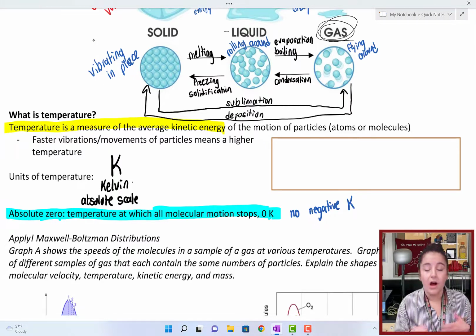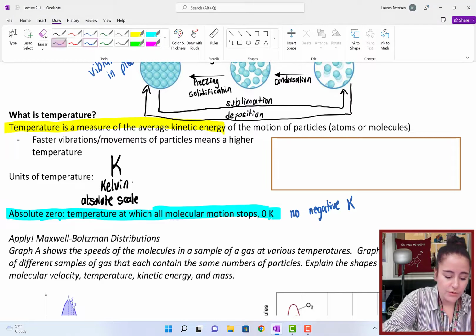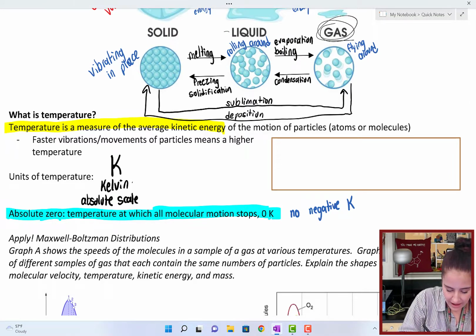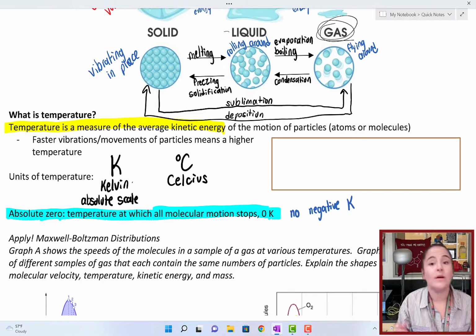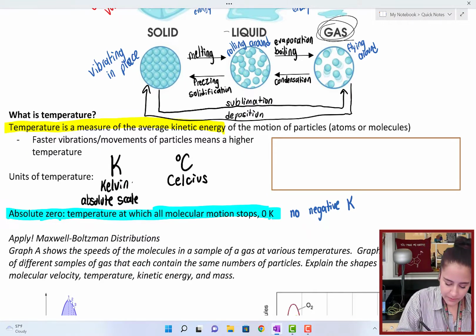All of the atoms are always going to have some kinetic energy, so there's always going to be some Kelvin temperature. But we do see negatives in our other temperature scale, degrees Celsius. Now, the Celsius scale was based off water, where 0 degrees is the freezing point of water.